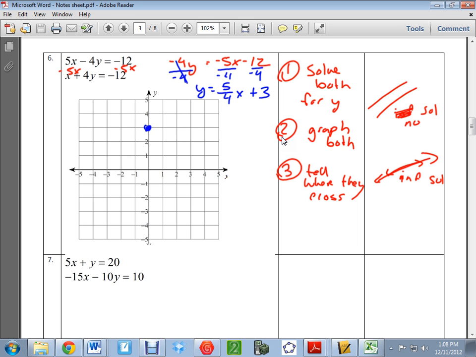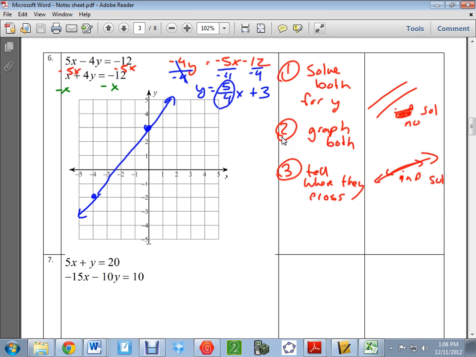Now, can I go up 5 over 4? No, I can't. It is a positive sloping line, but I'm going to have to go down 1, 2, 3, 4, 5, which will send me to the left 4. Is this still going in a positive direction? Yeah, it is. So that is the positive 5/4 slope. We've got to do the same thing for the second equation.